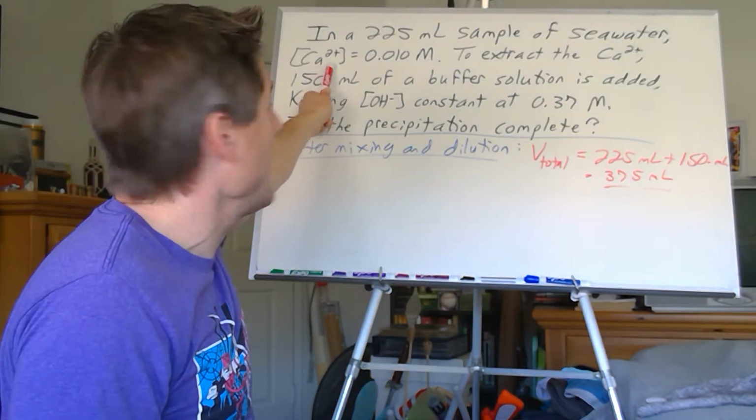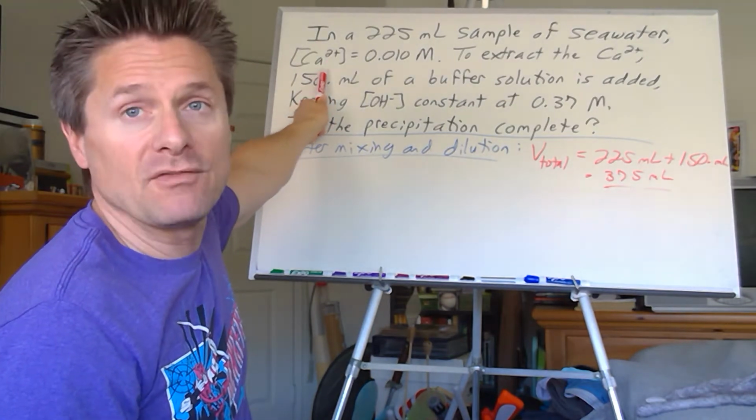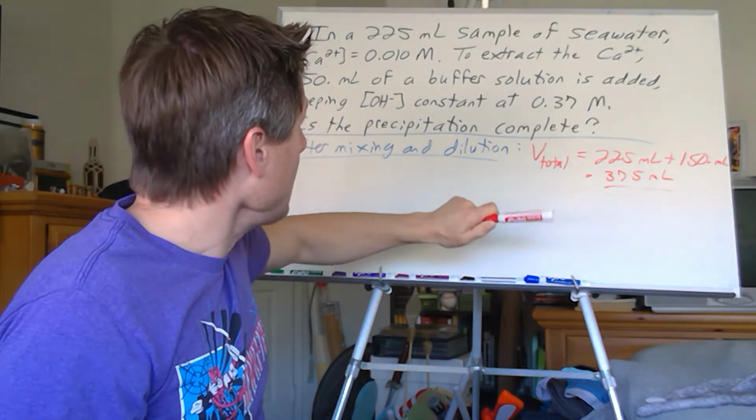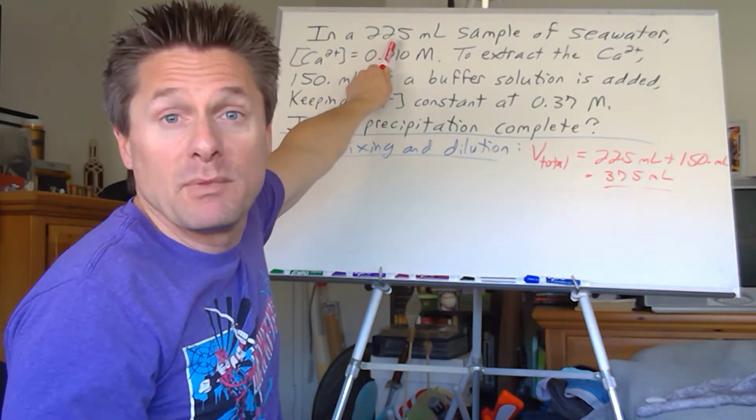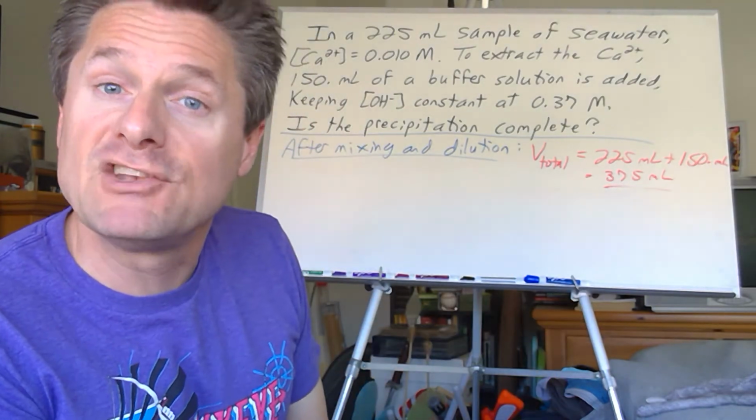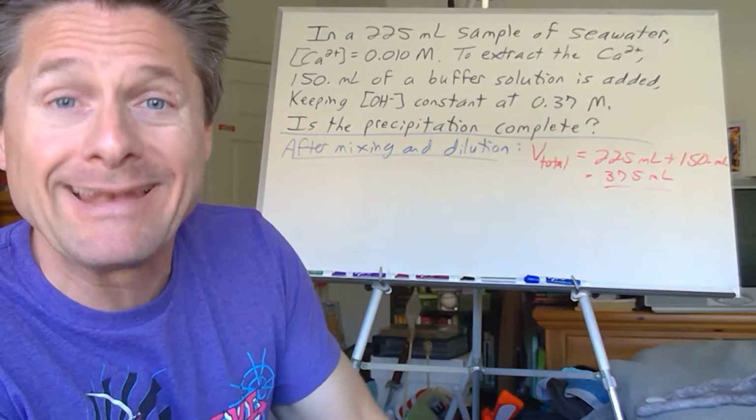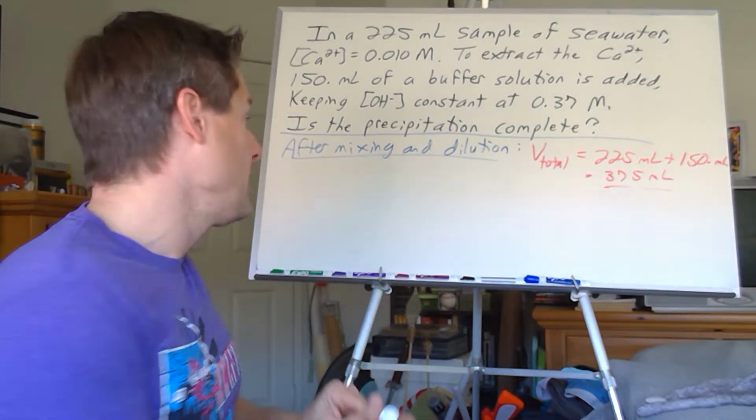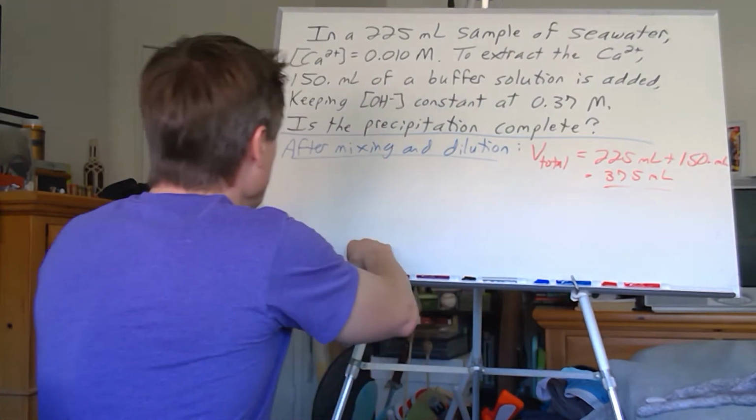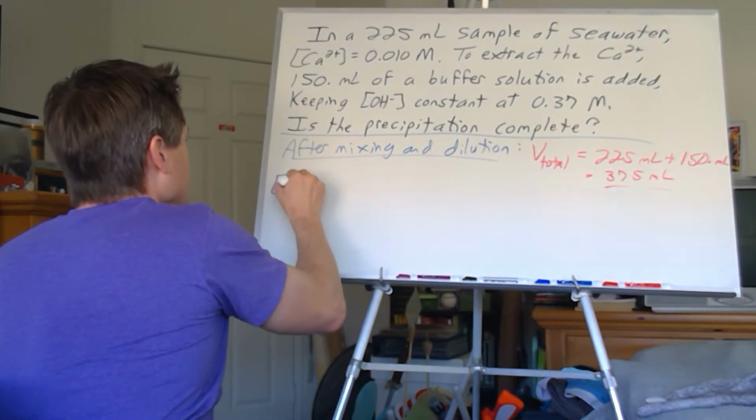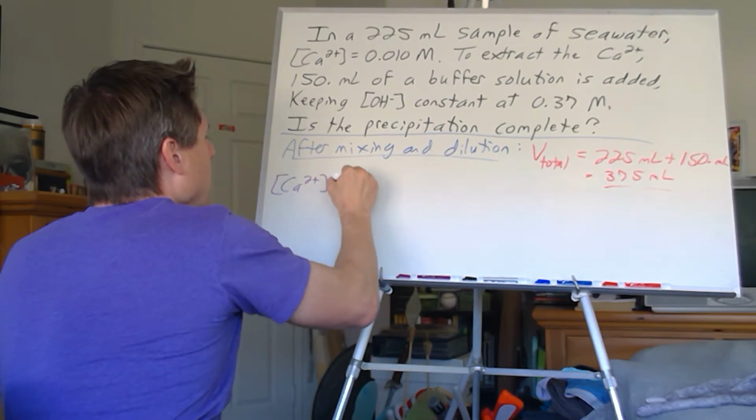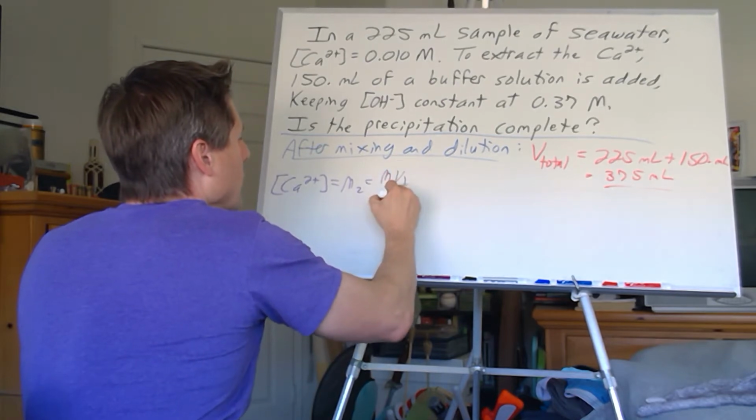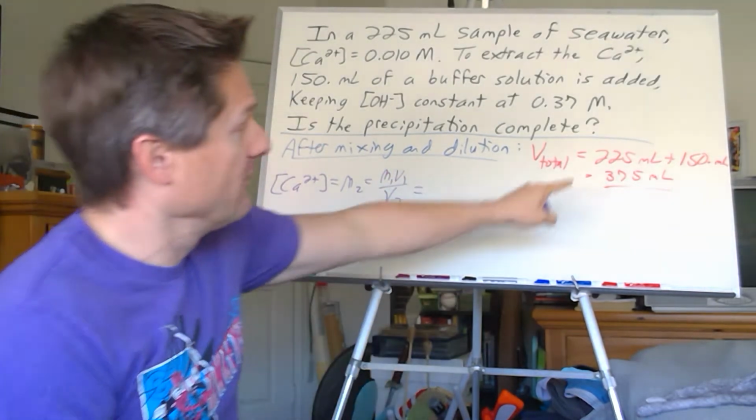So we're going to use M1V1 equals M2V2 for the calcium, the 0.010 molar being M1, the 225 milliliters being V1 and the 375 being V2. And we'll calculate M2, and that'll be the calcium ion concentration after we have the buffer solution. Now the OH minus is held constant, so we don't have to do that. Let's do the calcium ion concentration. That'll be our M2, which will be M1V1 over V2. And we've got those values right here.